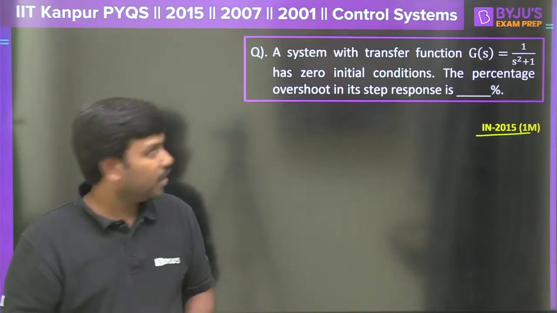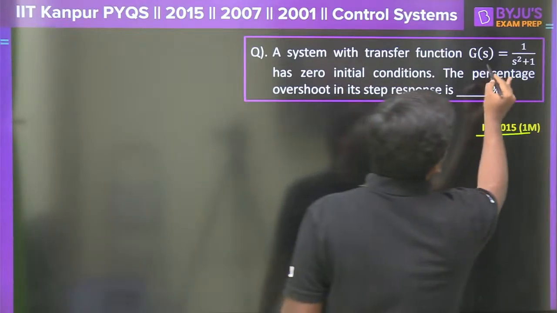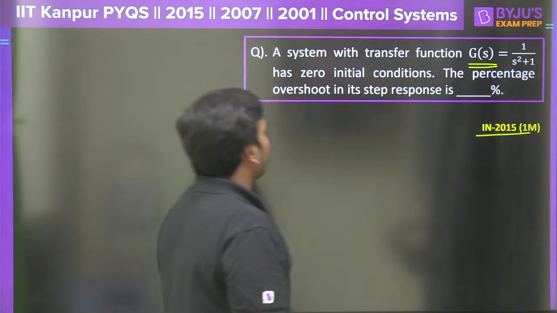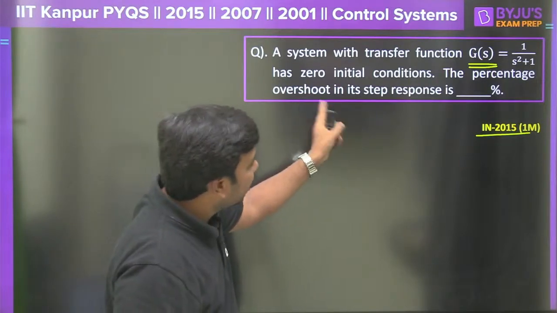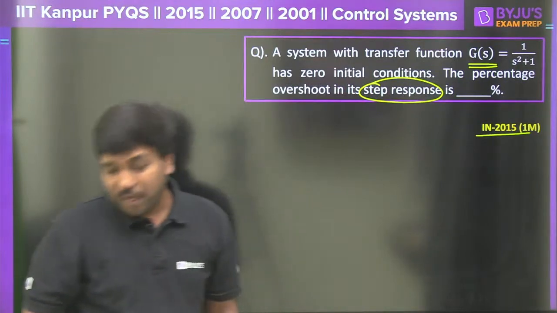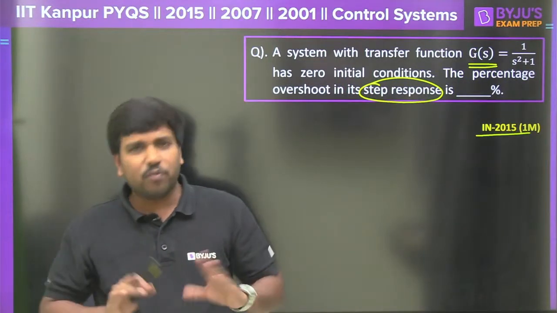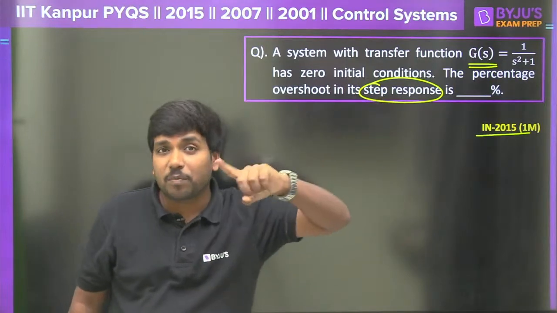Fast, all of you, right? Consider a system with a transfer function G(s) equal to 1 by s square plus 1, which has 0 initial condition. What is the percentage of overshoot in its step response? Please see this one. This is very important. Many students will answer very fast, but without knowing the idea here. So you must know this as a step response first of all.